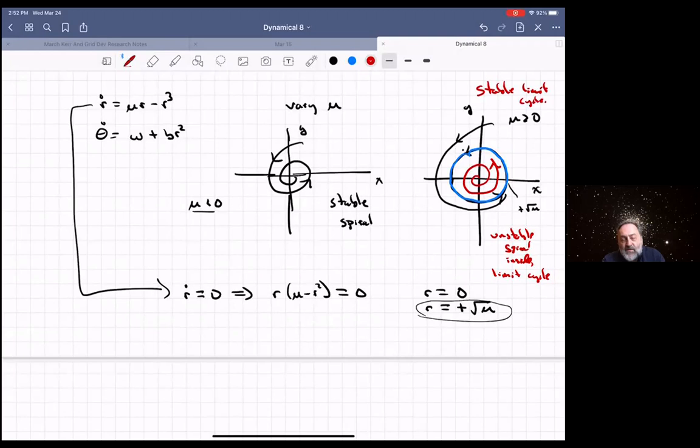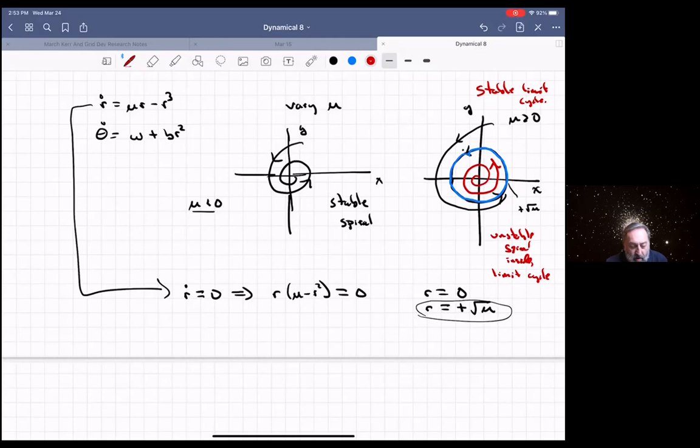So the idea is that the fixed point at the origin, for mu negative, is a stable spiral. The stable spiral at the origin changes character at mu equals 0 and becomes an unstable spiral. And once it becomes an unstable spiral, a limit cycle is born outside of it that's a stable limit cycle.